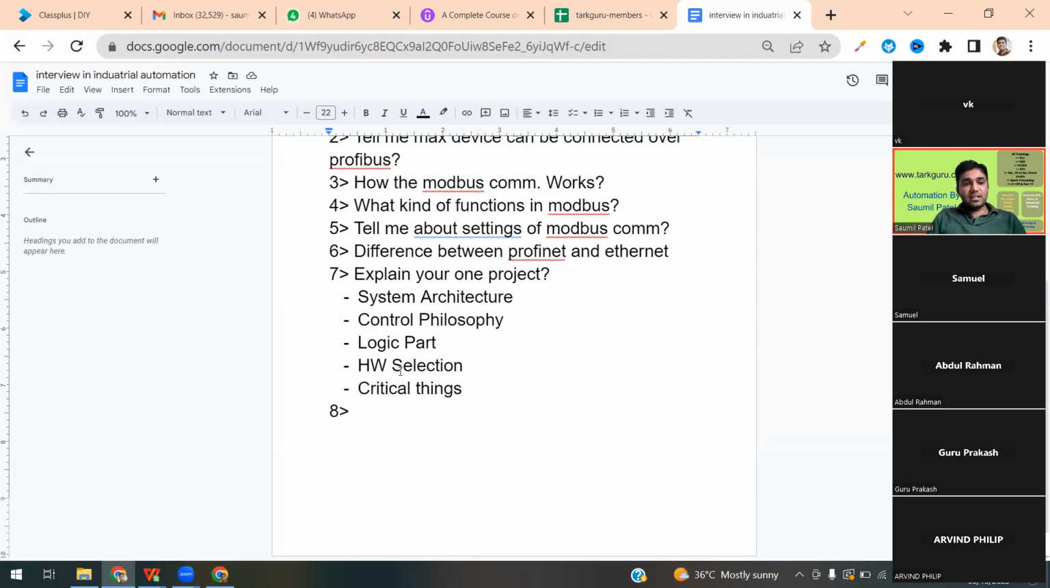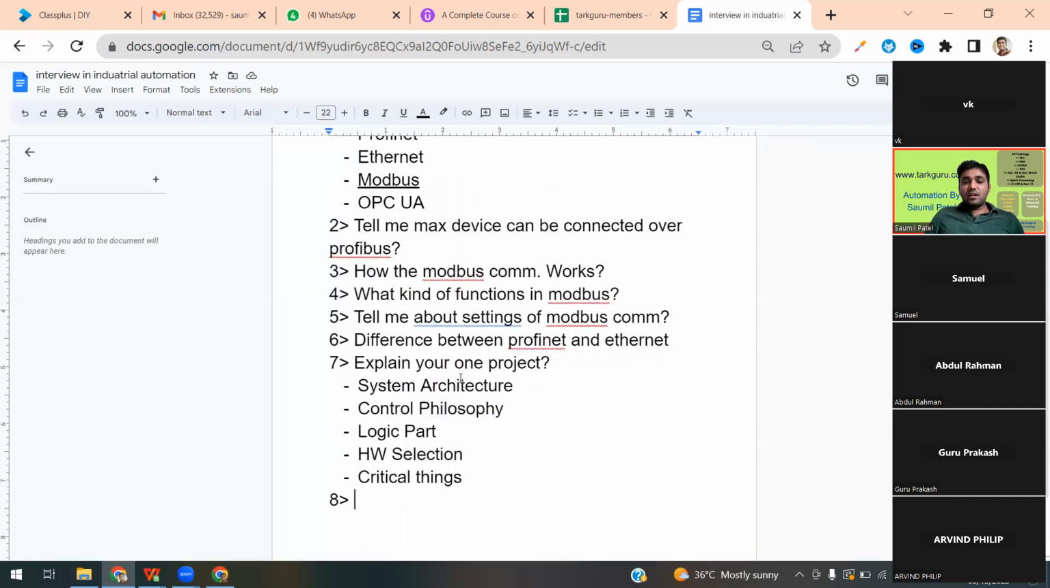Yeah, Sujit says, if you don't mind, can you explain the third point about the Modbus communication? Yeah, see, definitely. If the interviewer asks you, please explain how the Modbus communication works, how can you explain it? You can explain it this way. In one of my projects, I have two devices and I need to develop the Modbus communication between these two devices, right? And what are the settings on those devices that you have done?